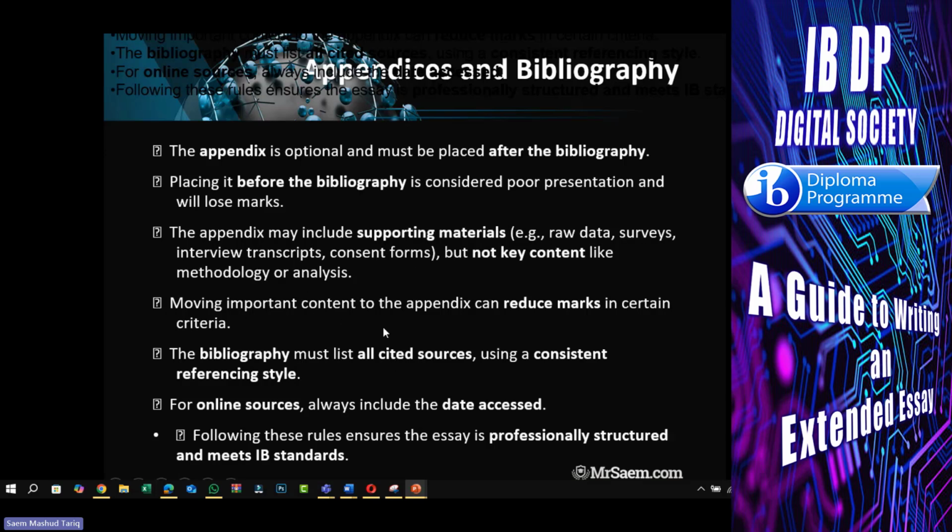So keep in mind these are important. You must list all cited sources using a consistent referencing style. I told you I will share a research paper in the group, so that you have an idea of how to cite the appendix and bibliography. I'll share one or two or three past examples with you. It doesn't mean you really have to copy paste the exact thing. It is just a reference. Keep that in mind.